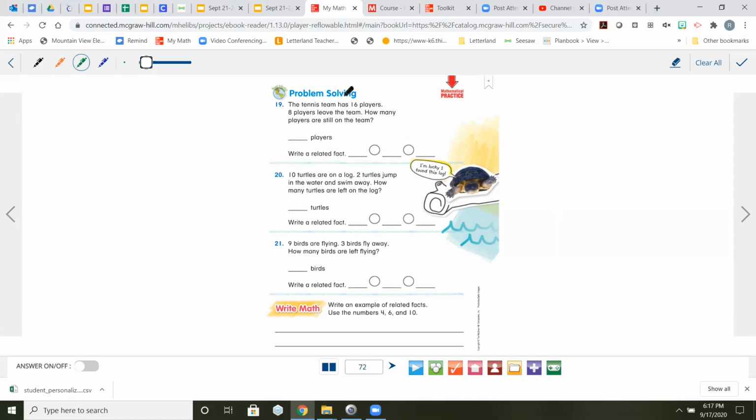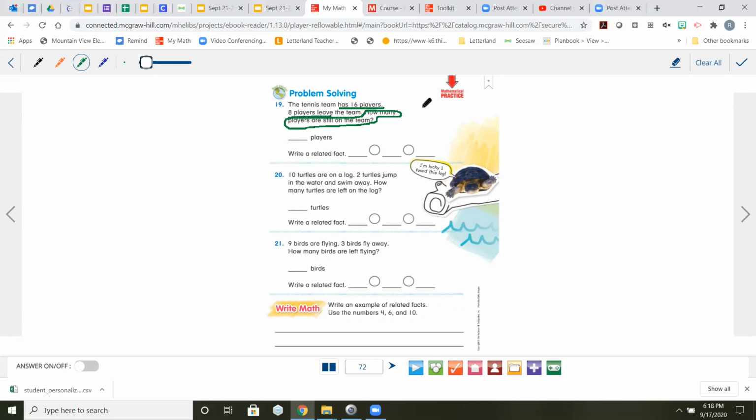The tennis team has 16 players. Has 16 players. That's how many they got on the whole team. 8 players leave the team. 8 players leave. That's really the key information we need to know in that one. How many players are still on the team? That's what we need to find out. That's the question. Very carefully, circle that. And then we have blank players. We need to put our label there.